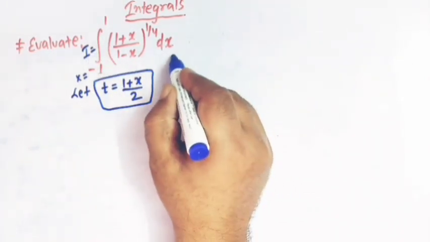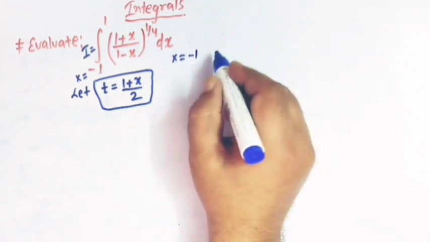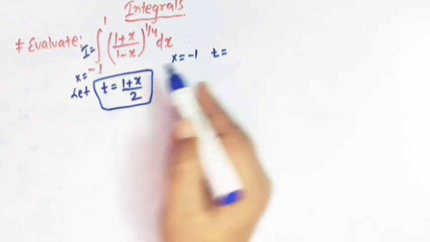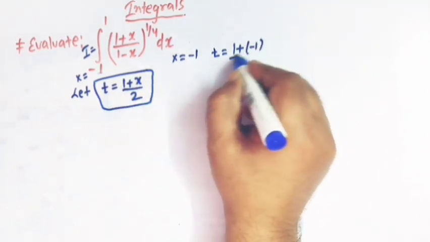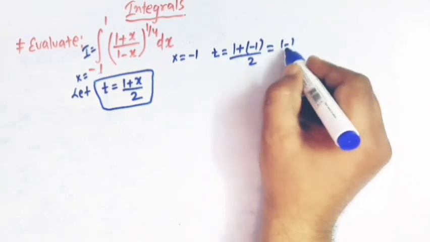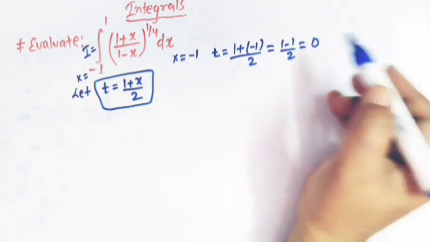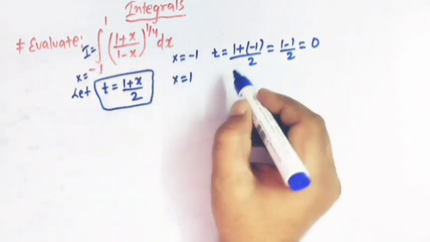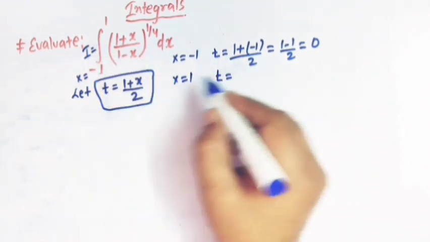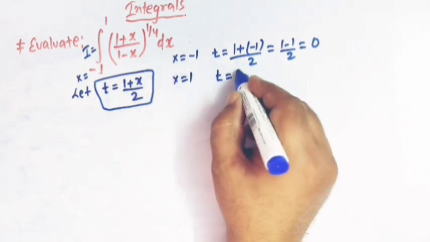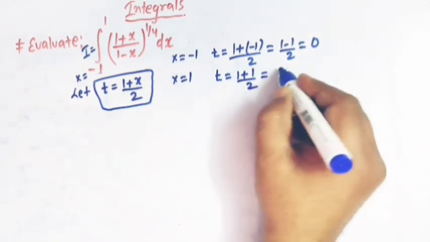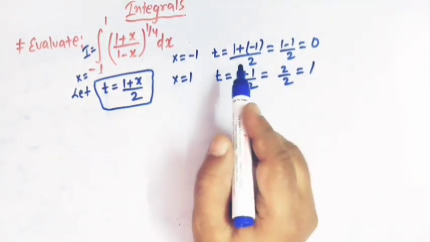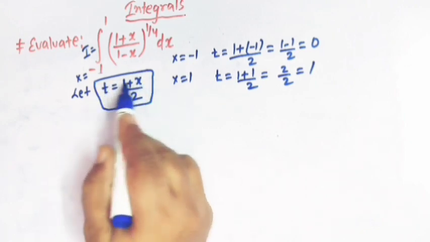So when x is -1, then the value of t can be obtained by taking x equal to -1 in this result. So we have (1 plus -1) over 2, that is (1 minus 1) over 2, that is 0, because 1 minus 1 is 0, right? And similarly when x is 1, then the value of t is obtained by taking x equal to 1 in this expression. So we have (1 plus 1) over 2, that is 2 over 2, that is equal to 1, right?